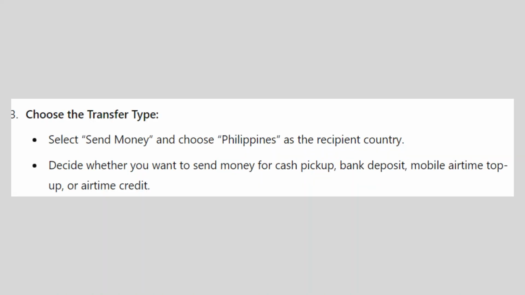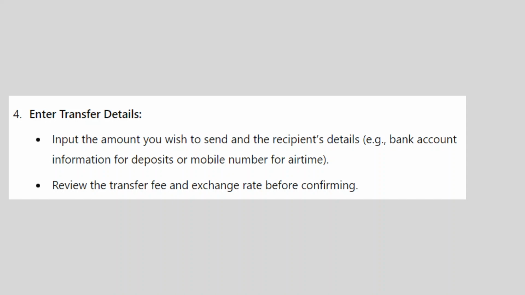Now select Send Money and choose Philippines as the recipient country. Here, decide whether you want to send money for cash pickup, bank deposit, mobile airtime top-up, or airtime credit. After that, input the amount you wish to send and the recipient's details like bank account information for deposits or mobile number for airtime. Then review the transfer fee and exchange rate before confirming.